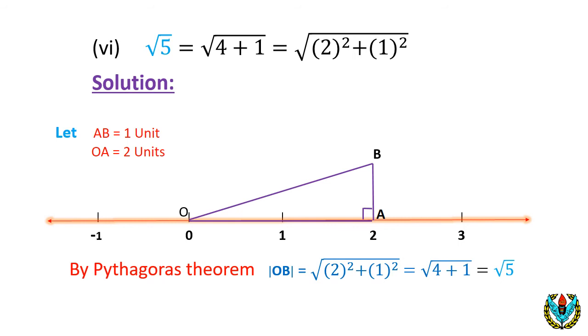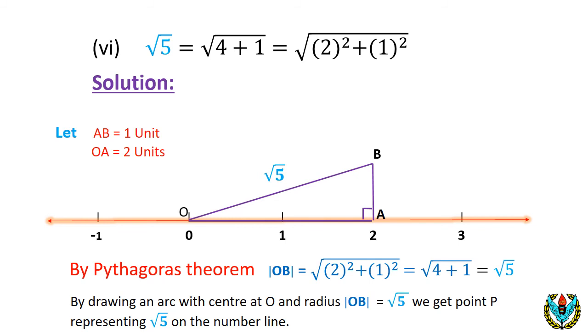Then by Pythagoras theorem, OB is equal to the square root of the sum of squares of perpendicular and base. Because its base is 2, we have 2 square, and because the perpendicular is 1, we have 1 square, that is 4 plus 1, which is equal to under root 5. Now we have OB equal to under root 5.